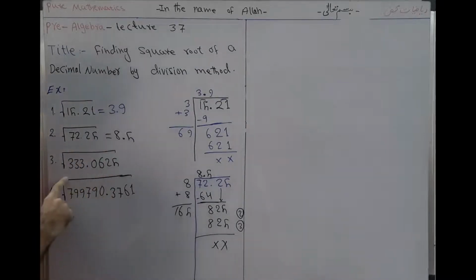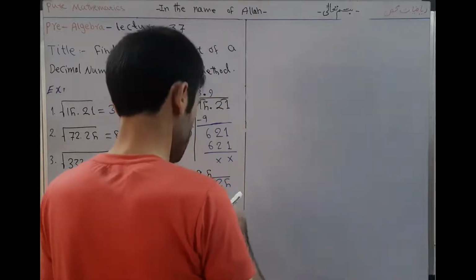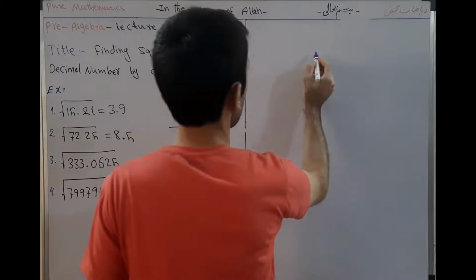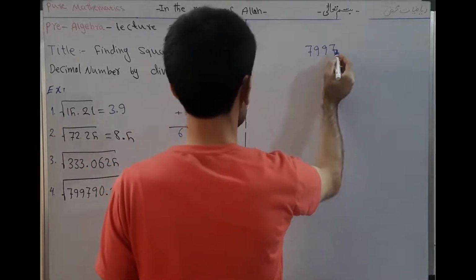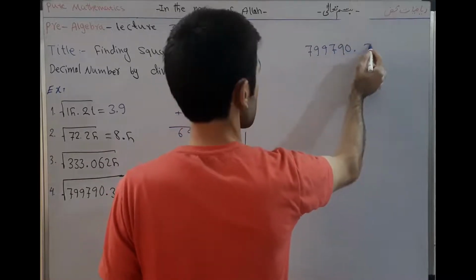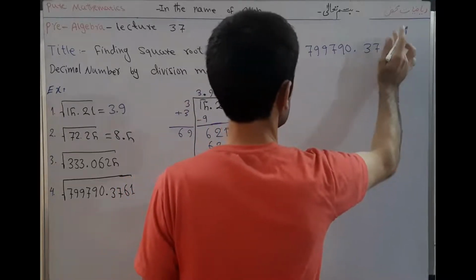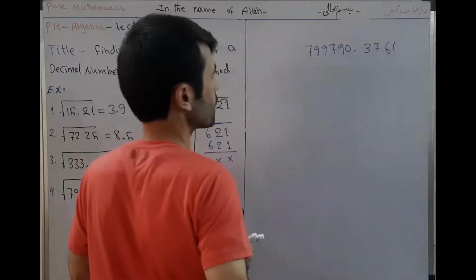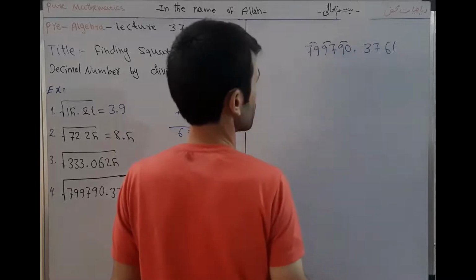It should be your homework that you do by yourself. We want to find the square root of this number. First, we write the number here, 790.3761. We make groups like this.